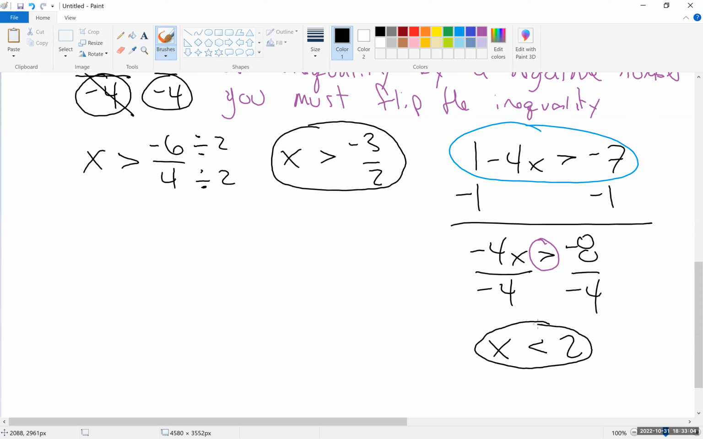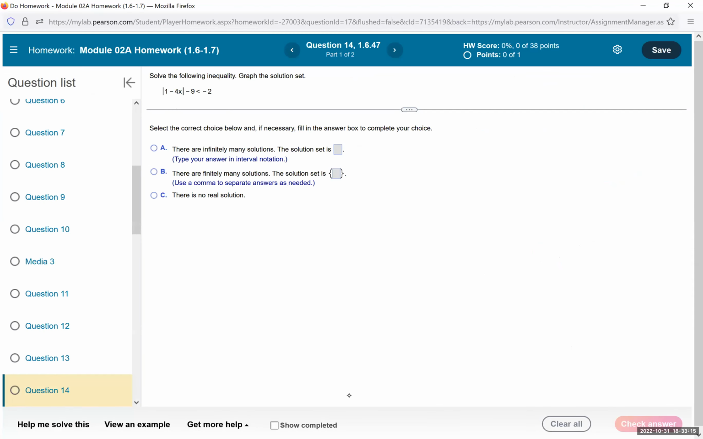Here are our two possibilities. Those are two things that we're interested in. I'm going to double check really quick to see how they want to write our answer. Select the correct choice. The solution set is, and it says, write your answer in interval notation.